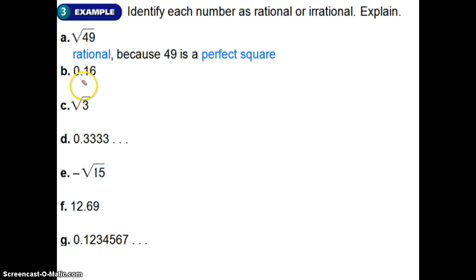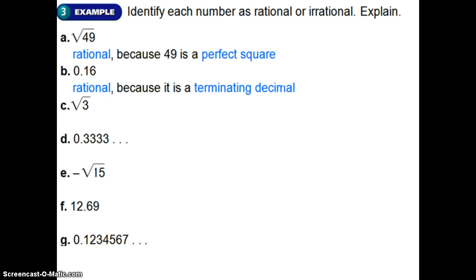And I know that this is a terminating decimal because there's no dot dot dot after it or a repeating. So I know that this is also rational. And why? Because it's a terminating decimal. That means it ends. Now the square root of 3, boom, irrational.